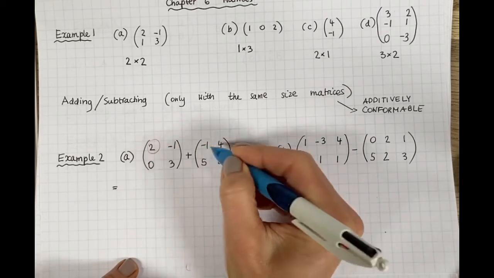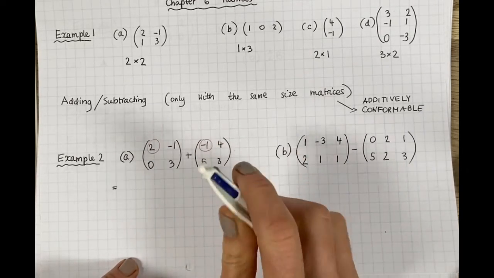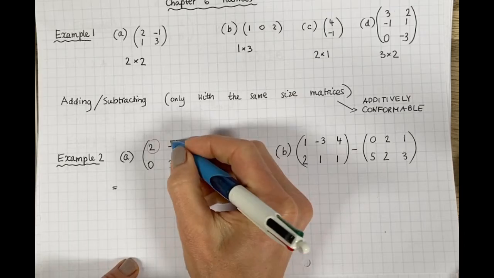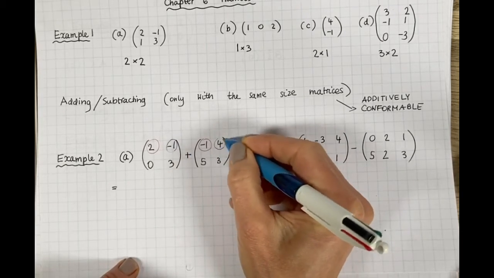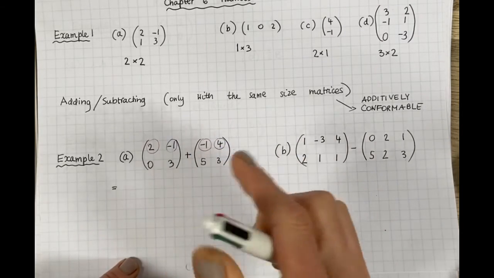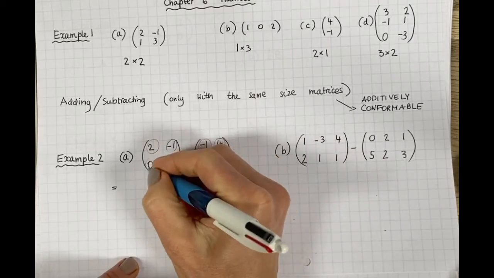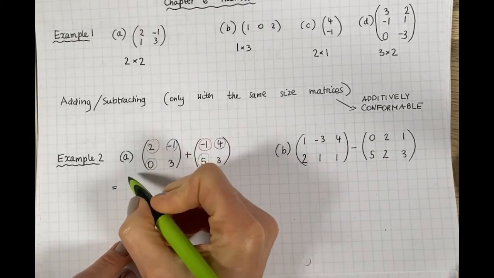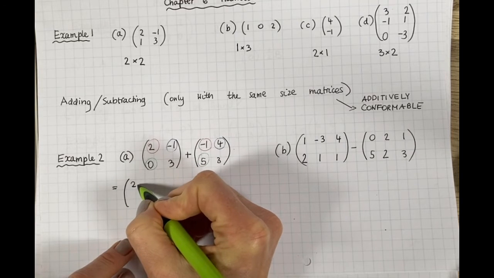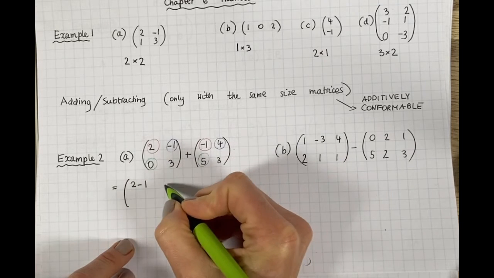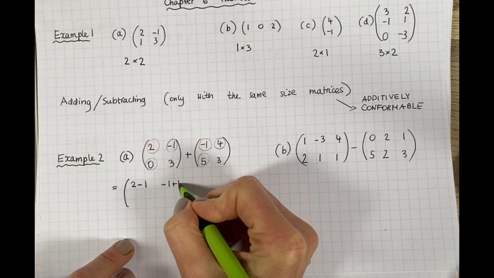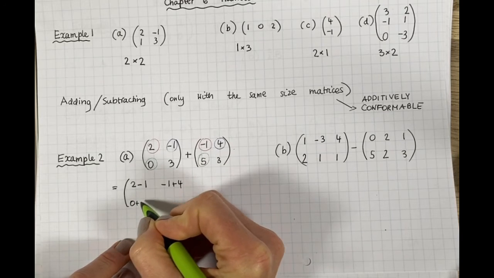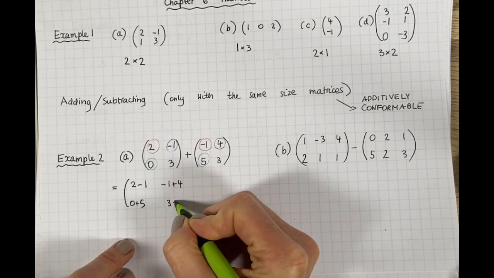So 2 will be added to minus 1, minus 1 here will be added to 4, then you've got 0 will be added to 5, and 3 will be added to 3. So you'll write it the long way, but anything that's simple, you could just do it quicker. Minus 1 add 4, 0 add 5, and 3 add 3.